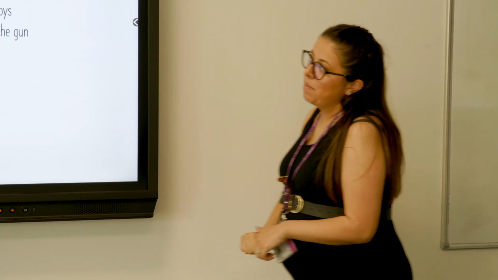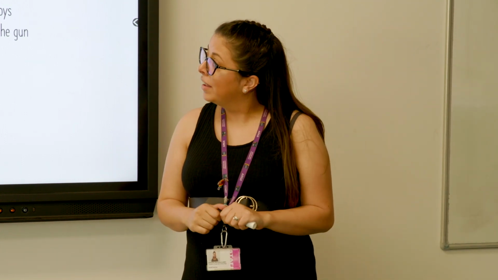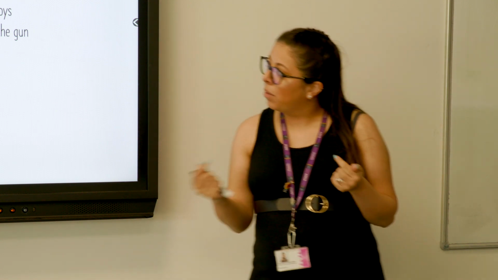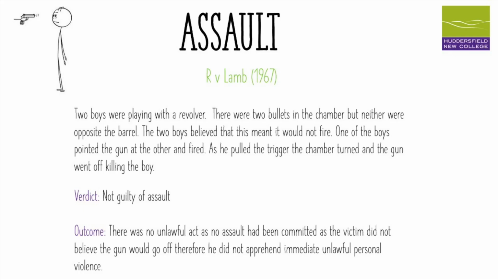In the case of Lamb, 1967, two boys were playing with a revolver. There were two bullets in the opposite chamber of the bullet, and the boys believed that this meant the gun wouldn't go off. One of the boys then pointed the gun at the other boy and pulled the trigger. The chamber turned, the gun went off and it killed the boy.